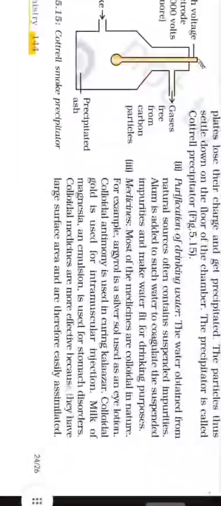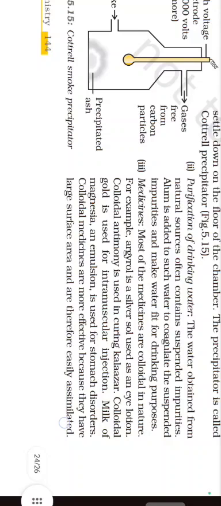Second, purification of drinking water. The water obtained from natural sources often contains suspended impurities. Alum is added to water to coagulate the suspended impurities and make water fit for the drinking purposes.